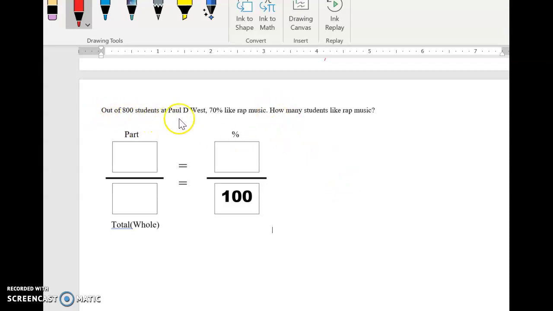Okay, so out of 800 students at Paul D. West, 70% like rap music. How many students like rap music? Again, part, that's a little circle. Let me make it a little bigger. So part, stop laughing at my circles. Whole, out of 800 students at Paul D. West, 70% like rap music. How many students like rap music?